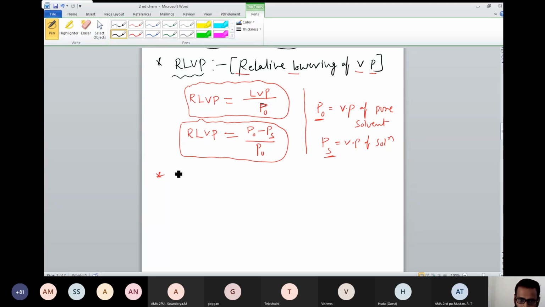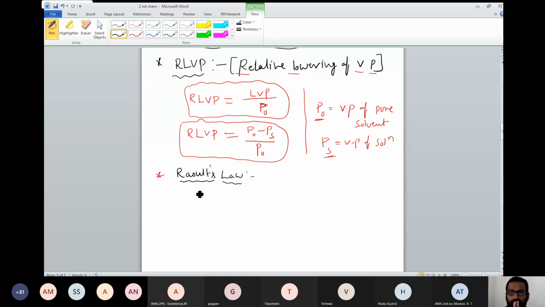You know what? Most important, Raoult's law. What is that? What is Raoult's law? Okay, so what is Raoult's law exactly? This statement I'll give you later. So first, before the statement, I'll tell you something. So listen carefully. This is the most important.